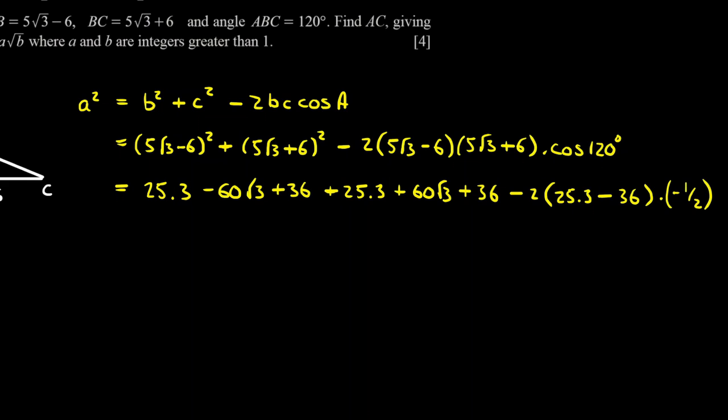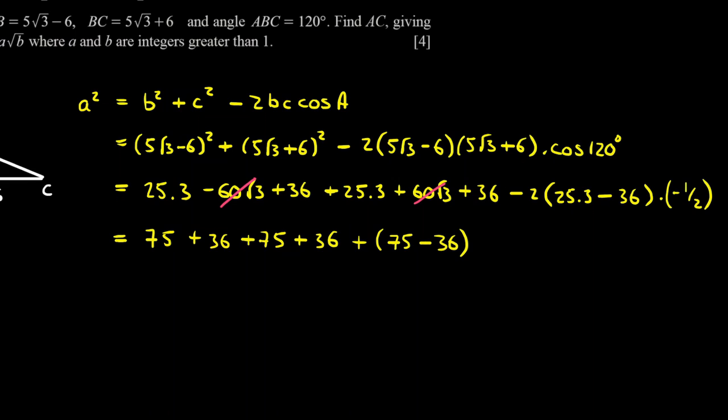Okay, so firstly, we're going to have 25 times by 3 is 75. Now, the 60 root 3 and the minus 60 root 3, they're going to cancel each other off. So that's gone, that's gone. We have got then 36 plus another 75 plus another 36. And here we can say, well, the minus 2 and the minus a half, they cancel each other off. So what we're left with is plus 25 times by 3, which is 75, minus 36.